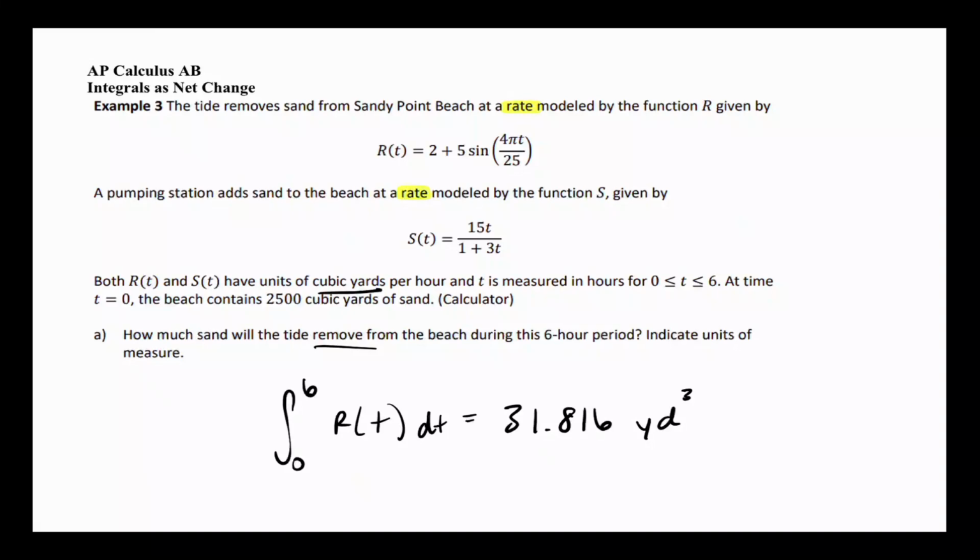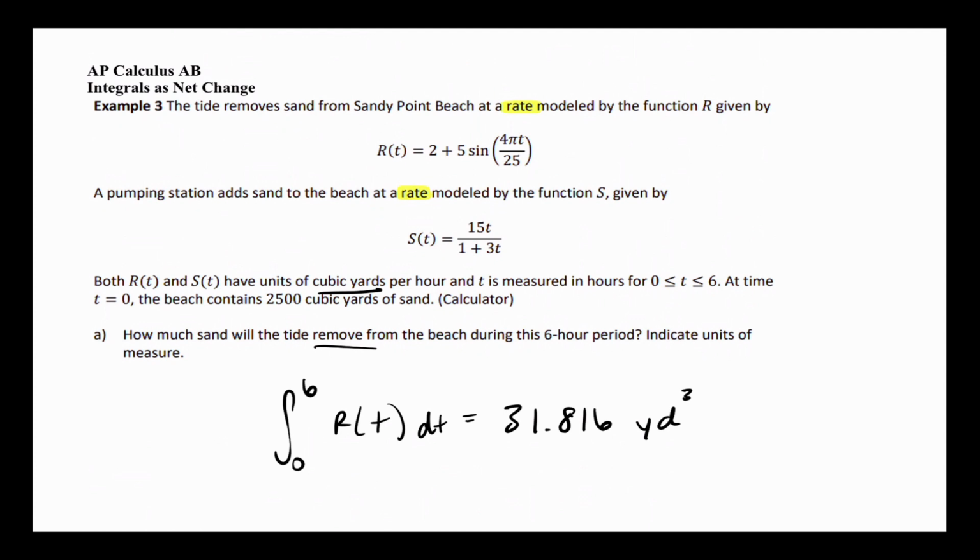So just to recap, we have three things going on here, right? We have the tide pulling the sand into the ocean, going away. We have the pumping station adding sand to the beach, okay? So for things leaving, the rate is R of T. The pumping station putting sand on the beach, that rate is S of T. And then we have sand that was already there, right?